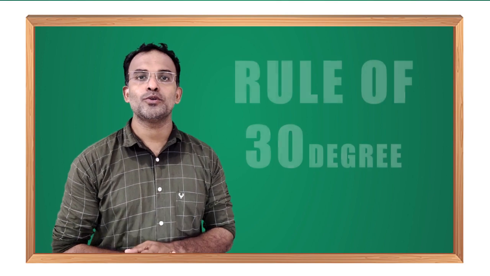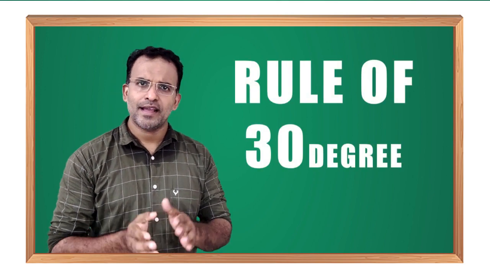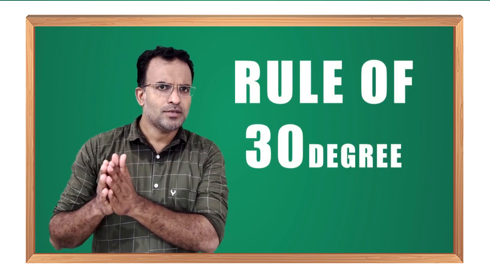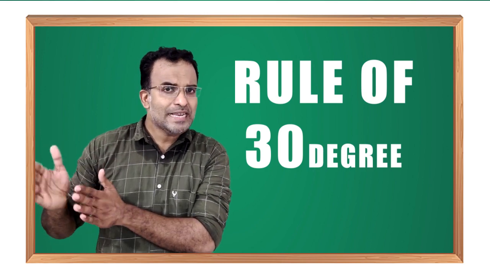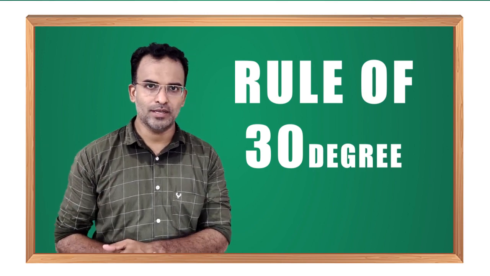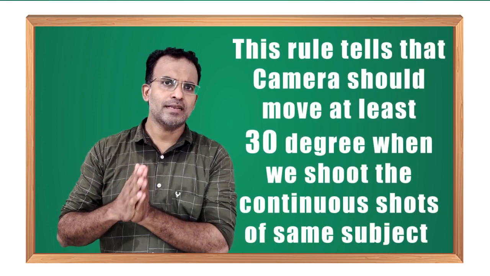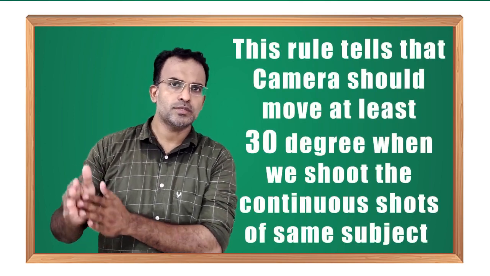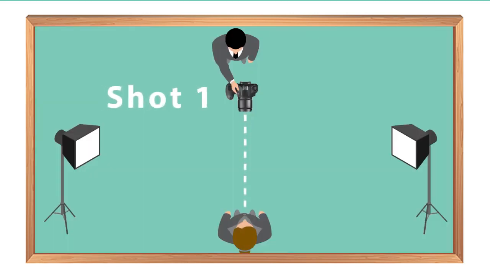And now let's move to the next rule, that is rule of 30 degrees. Actually, this is not a composition rule, it's an editing rule. Here it tells that the camera should move at least 30 degrees when we shoot continuous shots of the same subject.